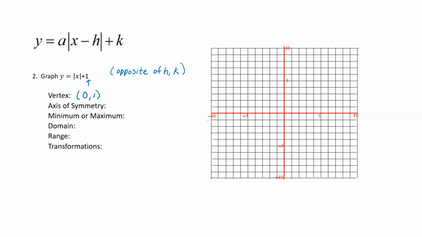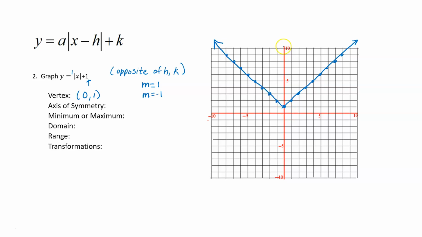Okay, so let's graph it. Here's our vertex, 0, 1, and the slope in front is still 1, so we're going to graph for m equals -1 and m equals 1. So it looks just like the parent, with the exception of the fact that it has shifted up 1. Same thing, except we're moving the whole thing up 1 unit.